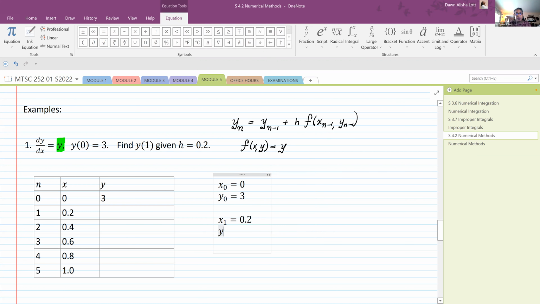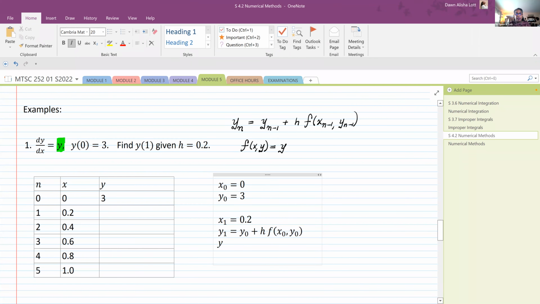So y1 is going to be y naught plus h, which is 0.2, and then f of x naught, y naught. Okay, any questions so far? Maybe if I go back and put h in here for a minute before I do that. Let me make that an h, because I'm using the formula. Okay, so let's see what we get.